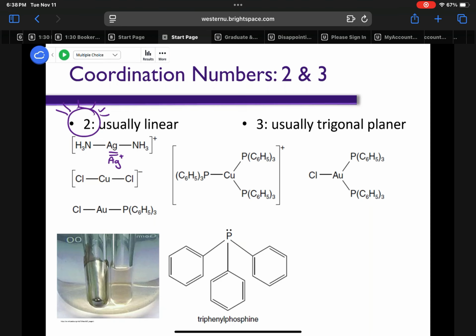So silver plus can form a coordination number of 2, copper 1+, and gold 1+, but that's kind of it for complexes that only have a coordination number of 2. It has to do with their size, it has to do with their valence electrons and where they're placed. If you look on the periodic table, you'll see they're all in, I am struggling with words.